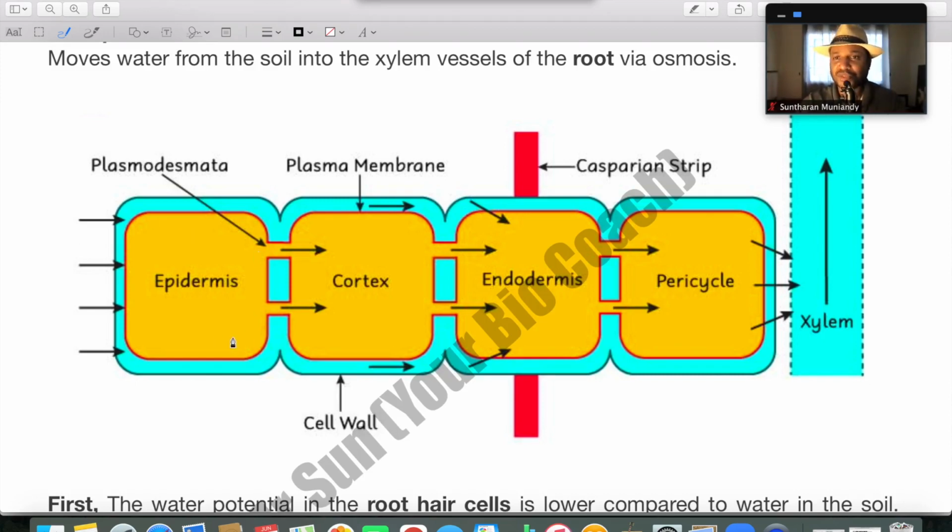It starts from the epidermis, then the cortex. After the cortex we have the endodermis, and after the endodermis the pericycle, and finally the xylem vessel. So this is the flow of water and mineral salts from the soil to the xylem vessel. Now, what happens first?